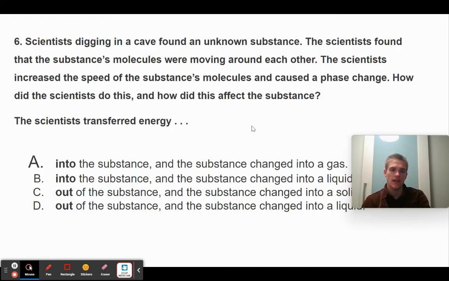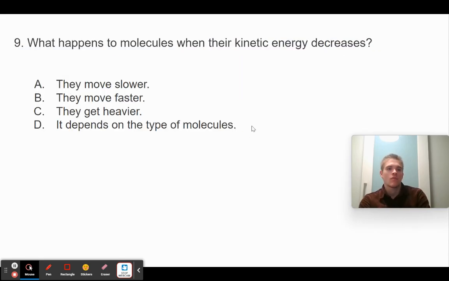Scientists digging in a cave found an unknown substance. The scientists found that the substance's molecules were moving around each other. The scientists increased the speed of the substance's molecules and caused a phase change. How did the scientists do this? How did this affect the substance? The scientists transferred energy blank. What happens to molecules when their kinetic energy decreases?